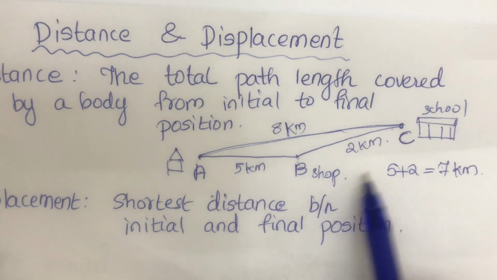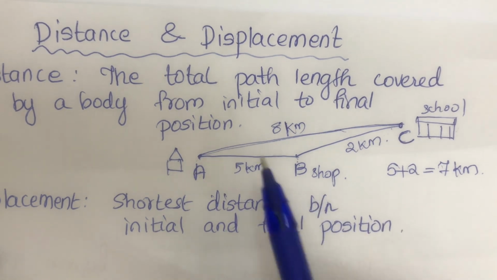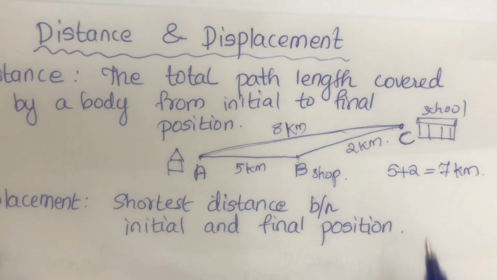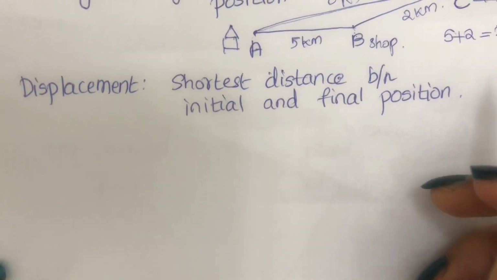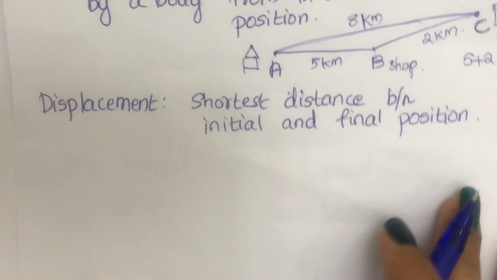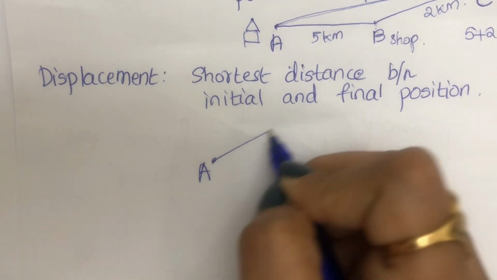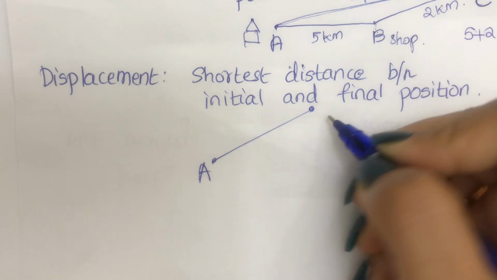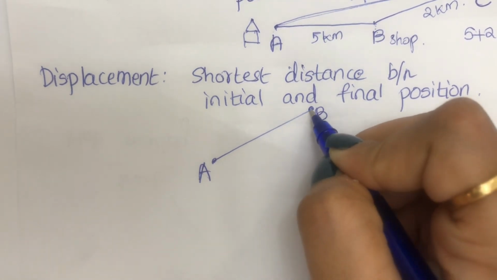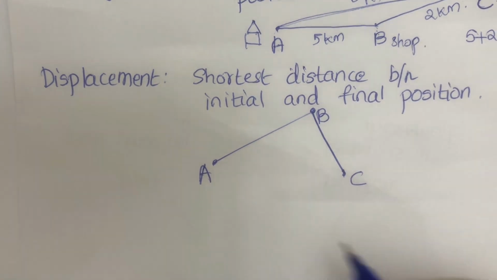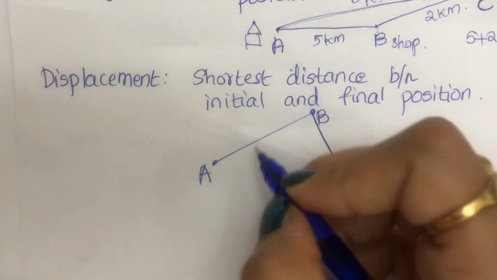Okay, in between wherever you go, that is not the problem. In displacement, we only consider initial and final position. For example, I'll show like this. A, you started here, you went to your friend's place B, and then you came to school C. So now distance here is what?